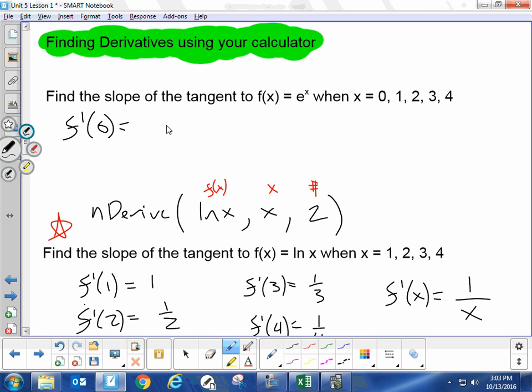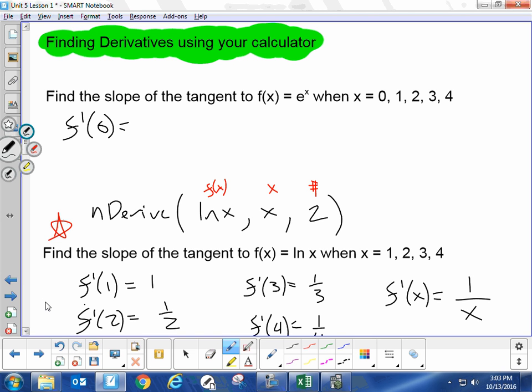What do we get for f prime of 0? Questions? Yeah, right there, and then you would put in x. Yep, x, and then in between the parentheses, you would plug in the function, e to the x. And then you would plug in the x values. Okay, cool. So that's in your home screen.